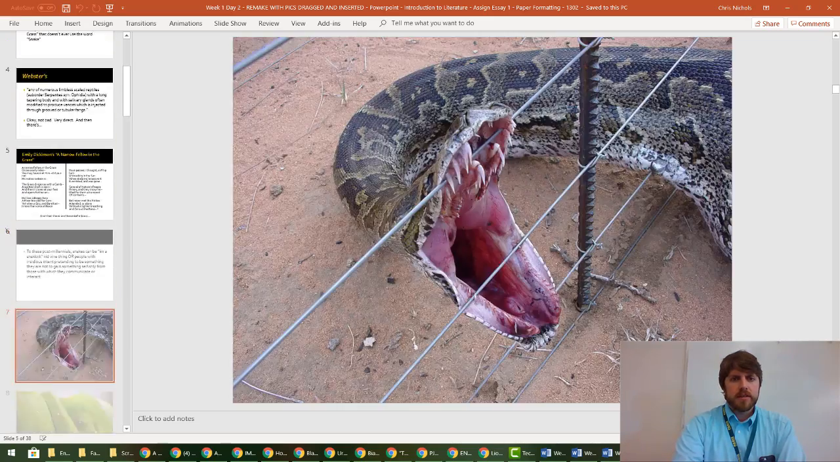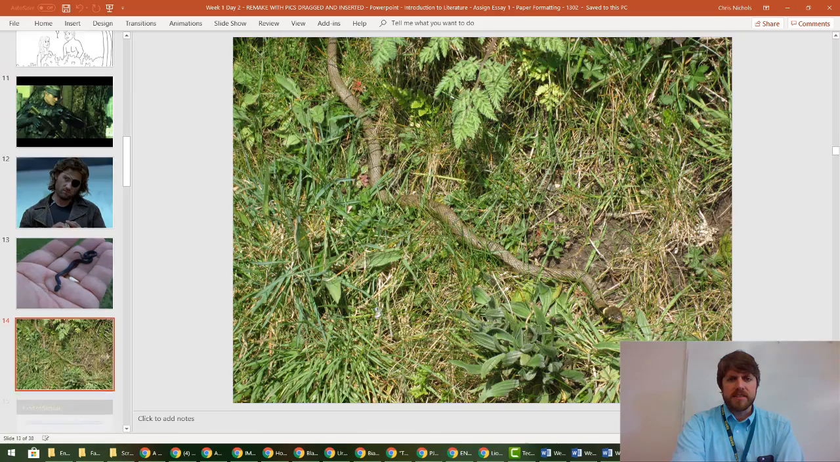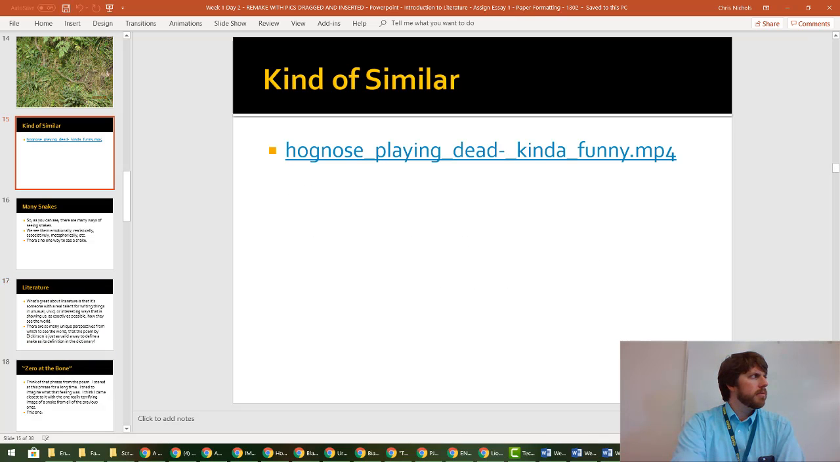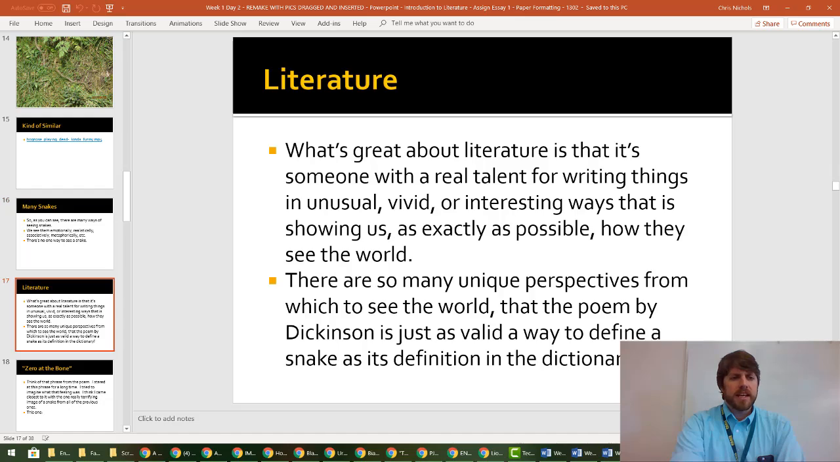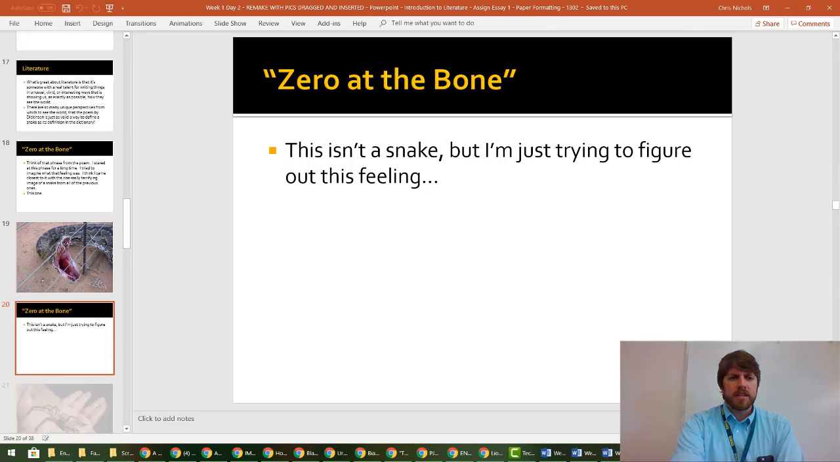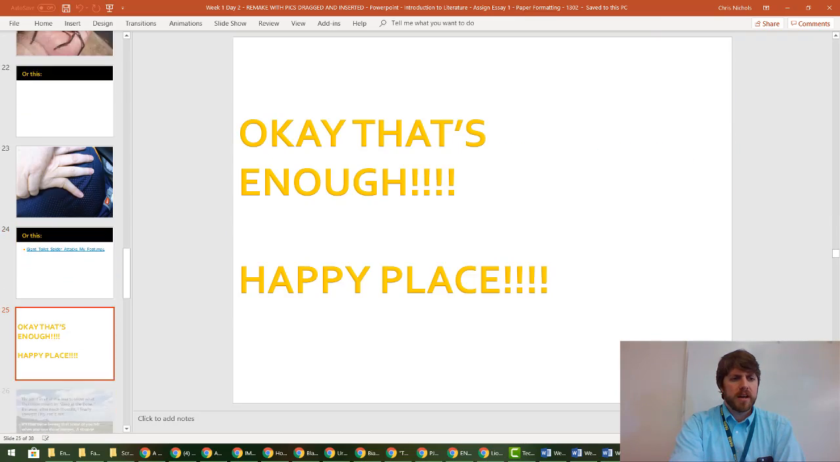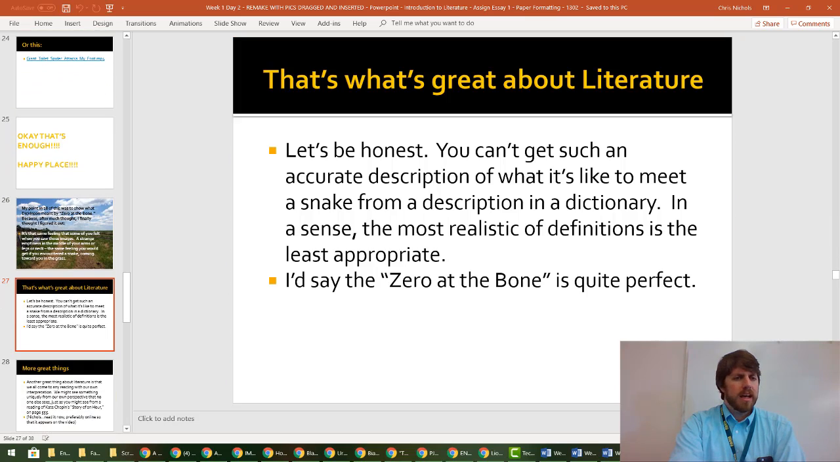We went blah, blah, blah, snakes and stuff, yeah? Oh, it's a hognose snake. Did we see the snake that plays dead? Yes. Okay. Lots of snakes. We see them in different ways. Zero at the bone. I talked about zero at the bone, the cold feeling, right? We saw a broken finger. We saw a spider. Happy place.